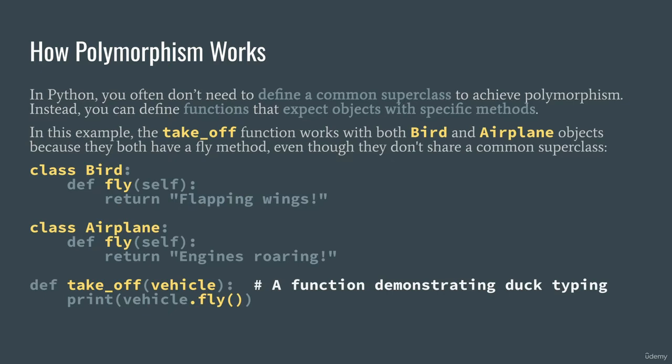In Python, achieving polymorphism often doesn't require a common superclass. Instead, we can define functions that expect objects with specific methods. In this example, when we call takeoff with either a Bird or an Airplane, it will invoke the respective fly method. This demonstrates duck typing in action, allowing us to work with different object types as long as they provide the expected method.